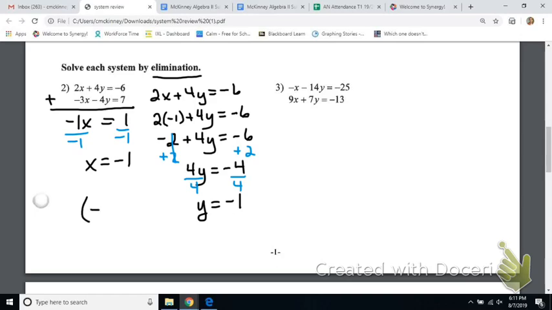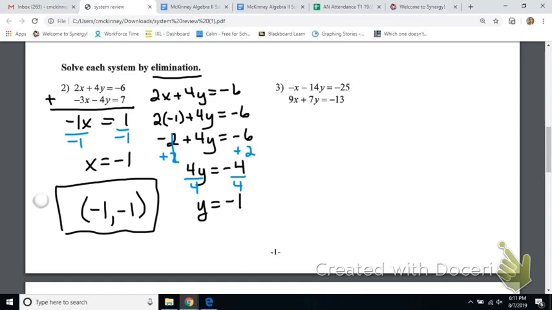So then our final answer, when we do negative 4 divided by 4, we get negative 1. So in this case, x and y happen to be the same number. So our final answer for number 2 is negative 1, negative 1.